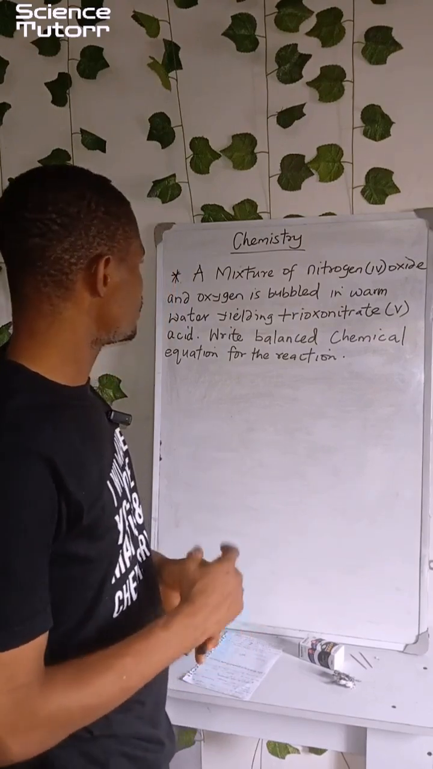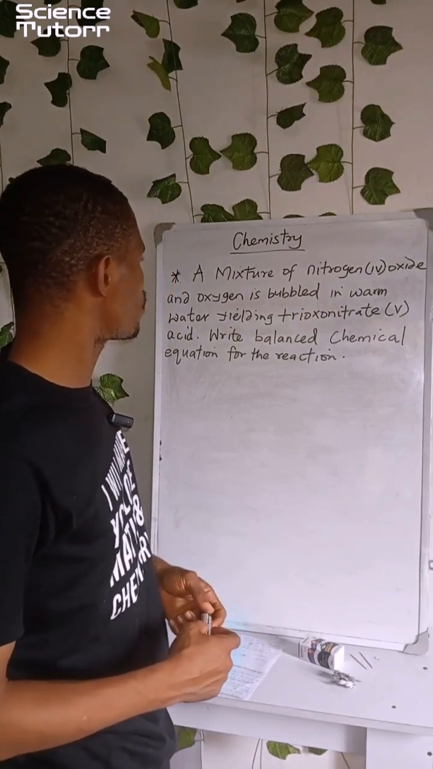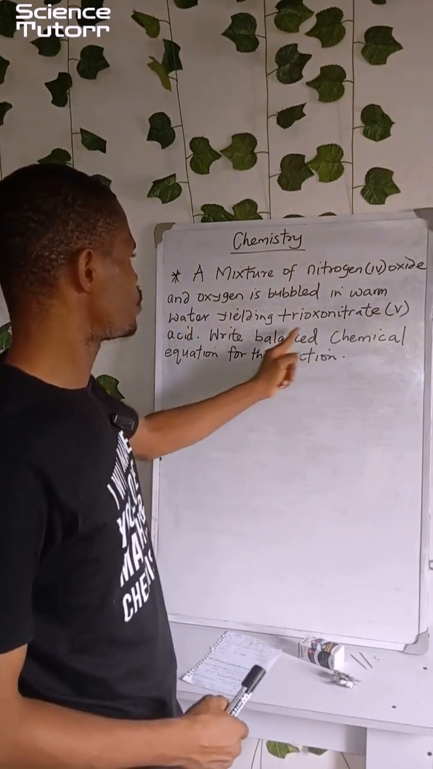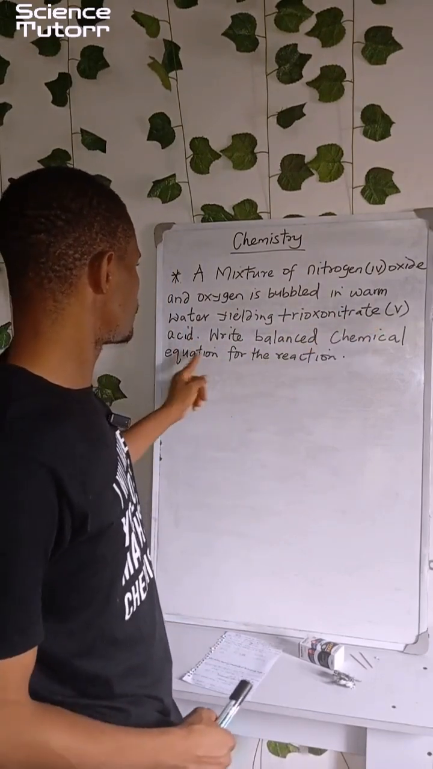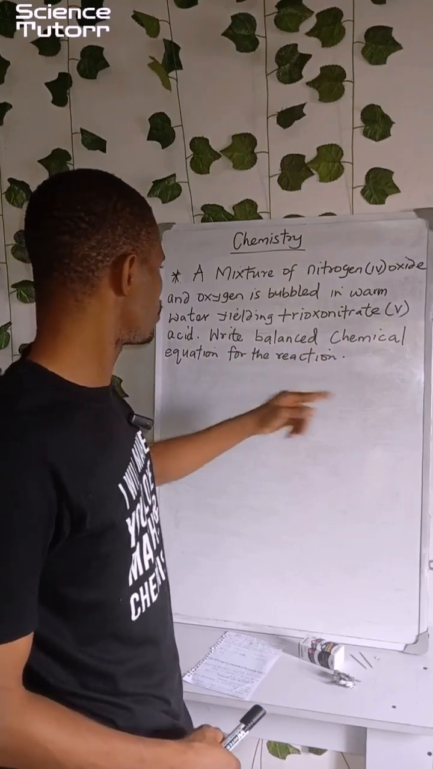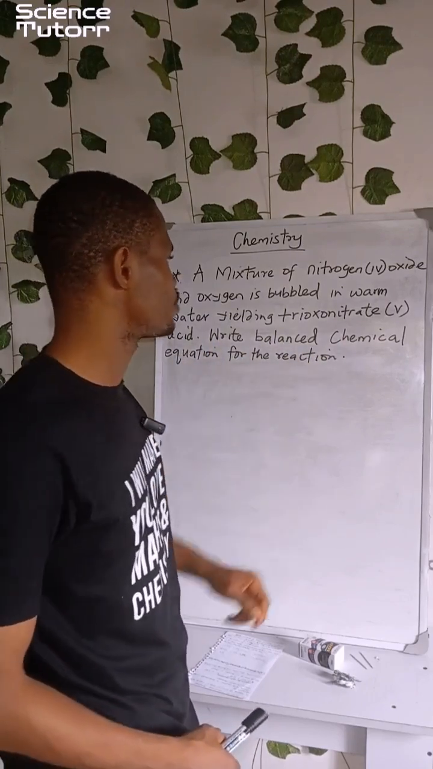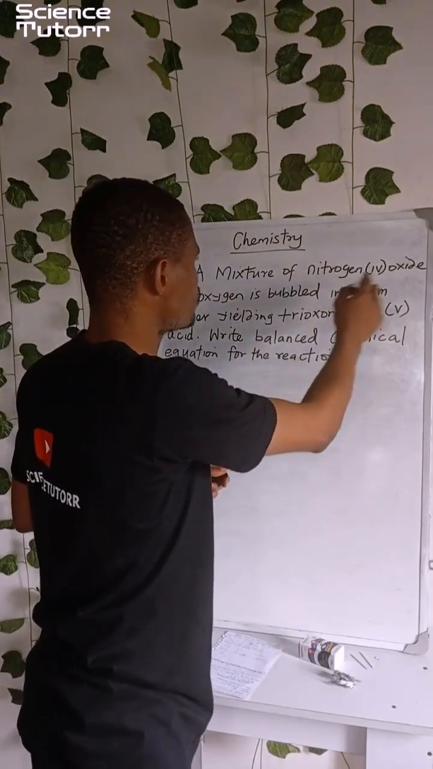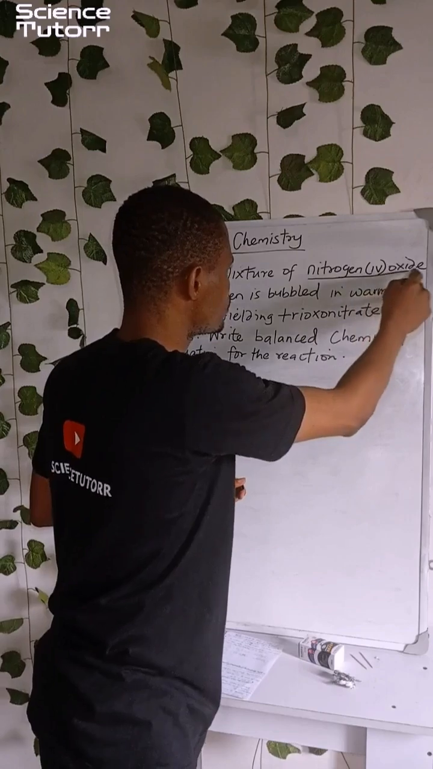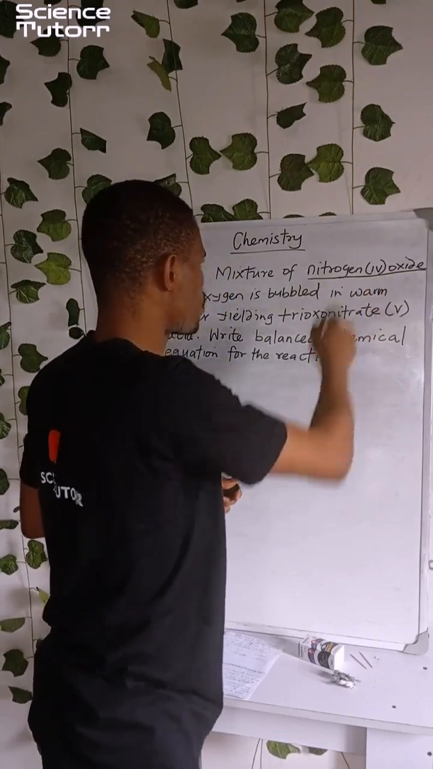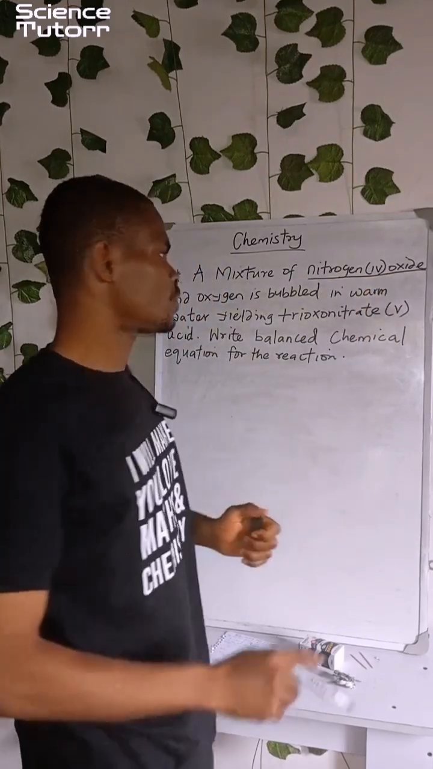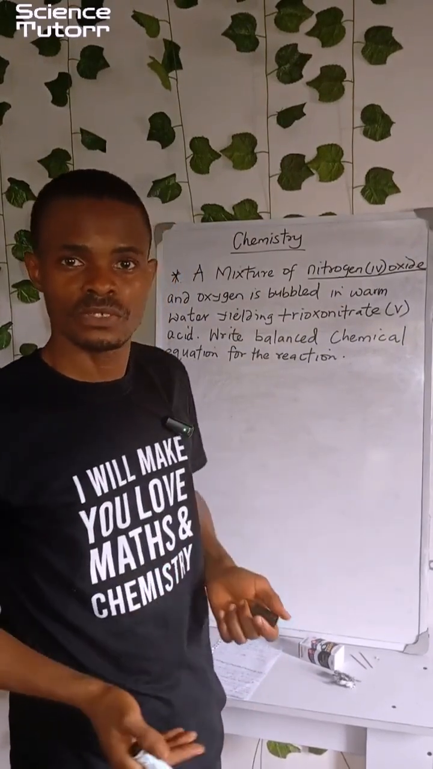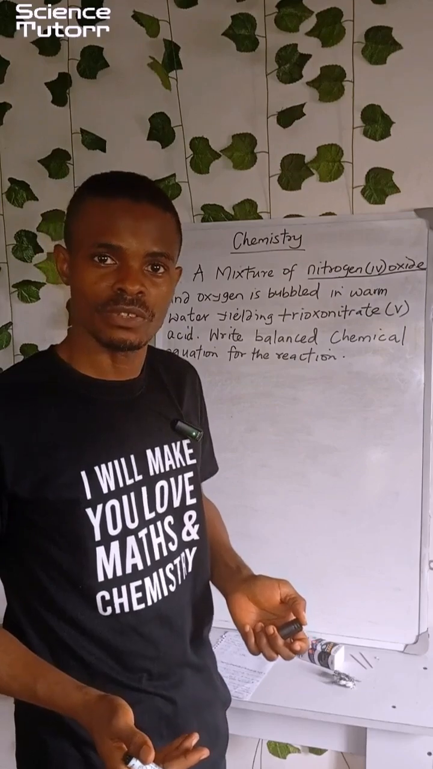It says a mixture of nitrogen 4 oxide and oxygen is bubbled in warm water yielding trioxonitrate 5 acid. Write balanced chemical equation for the reaction. Now we are given a mixture of, this is one, nitrogen dioxide, that is nitrogen 4 oxide. So a student that does not know the formula for nitrogen 4 oxide cannot write a chemical equation on this.